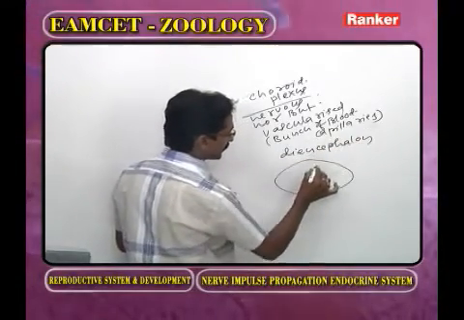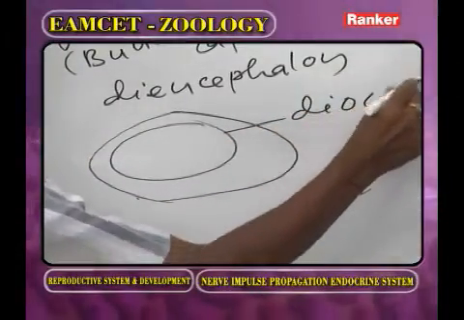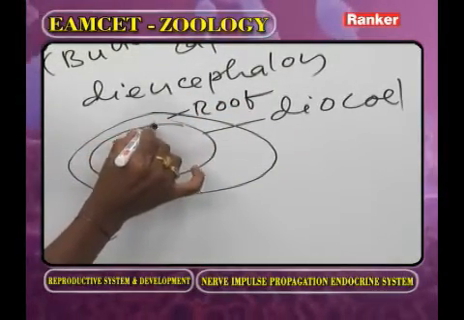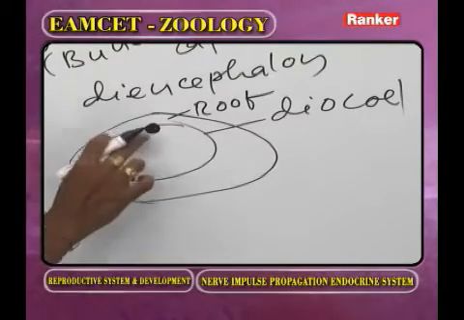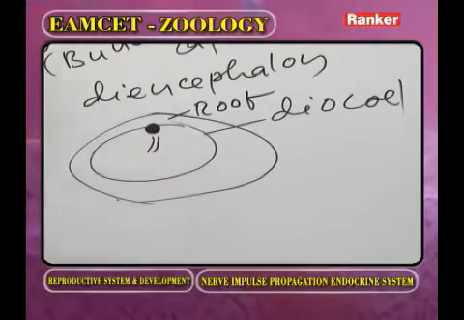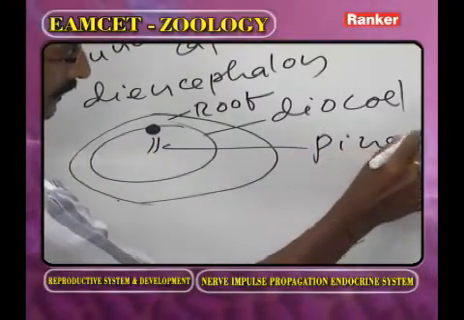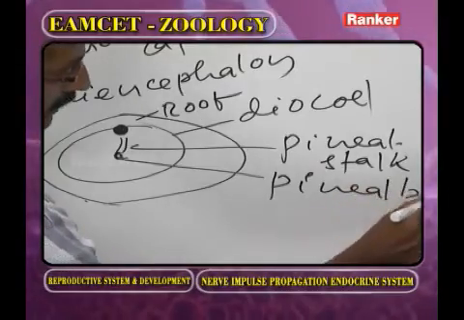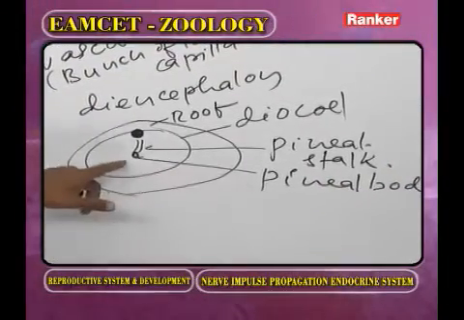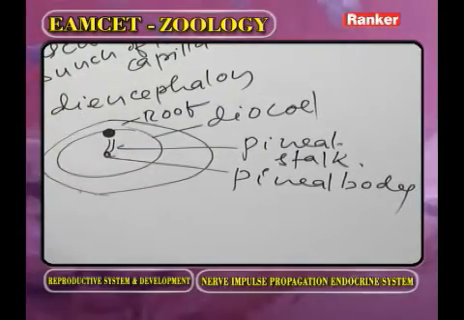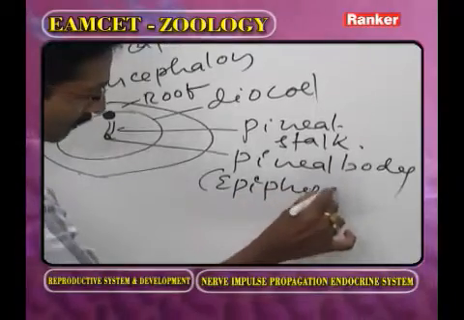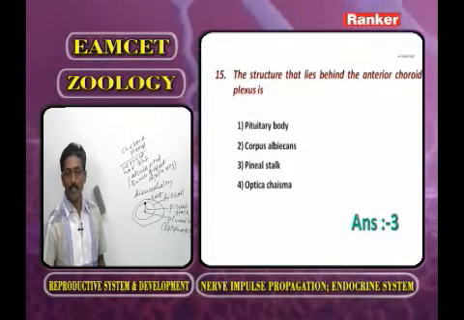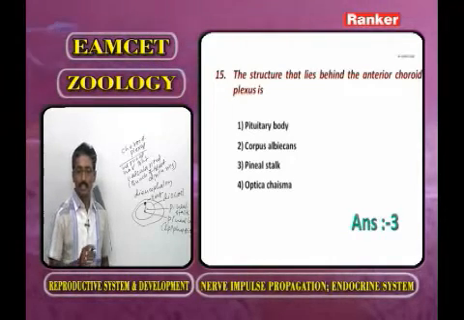This is the diencephalon, and this is the cavity of diencephalon that we call diocele. Now this is the roof of diocele. The roof of diocele has the anterior choroid plexus. Just behind the anterior choroid plexus, what is present? A stalk, that we call the pineal stalk. Attached to the pineal stalk, the pineal body is present. The pineal body is present on the dorsal side above the diencephalon, so it is also called the epiphysis. Here the answer, the structure that lies behind the anterior choroid plexus, is the pineal stalk. Now we go for the next question.